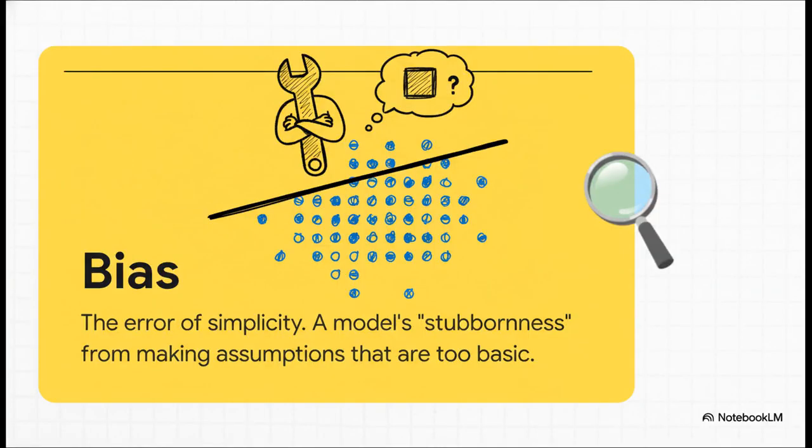First up, we have what's called bias. The easiest way to think about bias is as the error of simplicity. It's like the model's stubbornness. It's the error you get when your model makes assumptions that are just way too simple to reflect reality. Remember our straight line, underfit model? It was so stubborn in its simplicity that it couldn't see the real pattern. That, my friends, is a model with high bias.